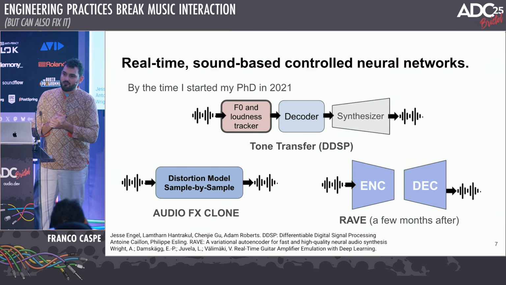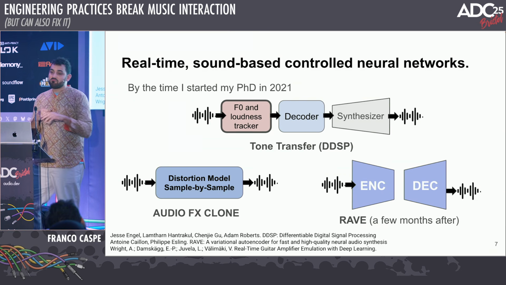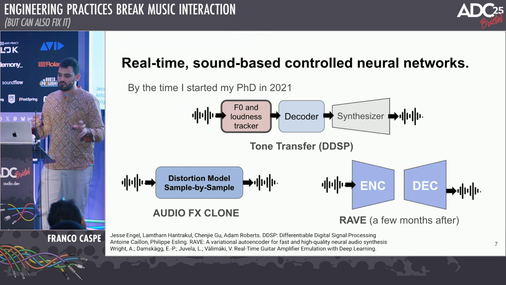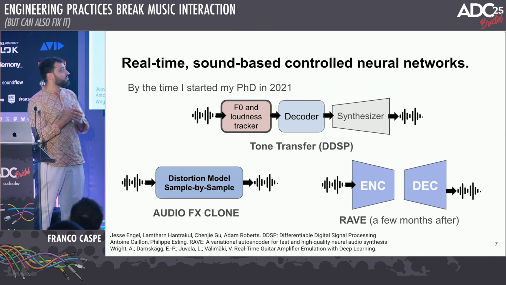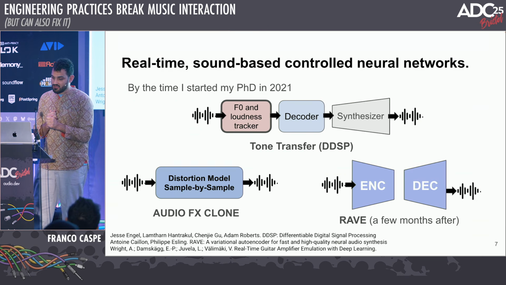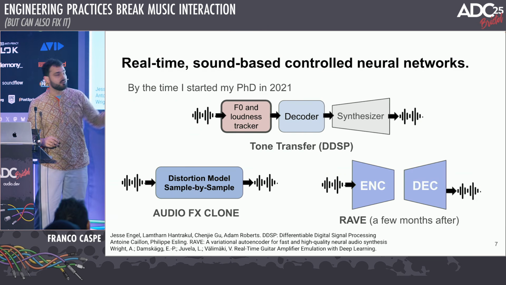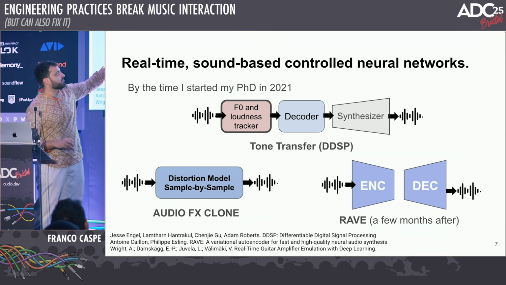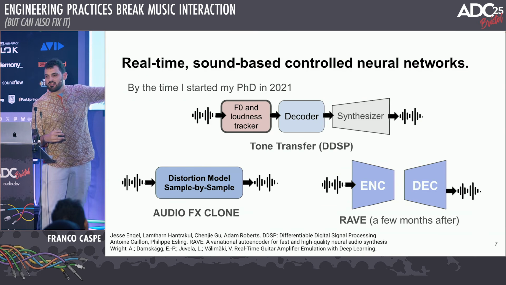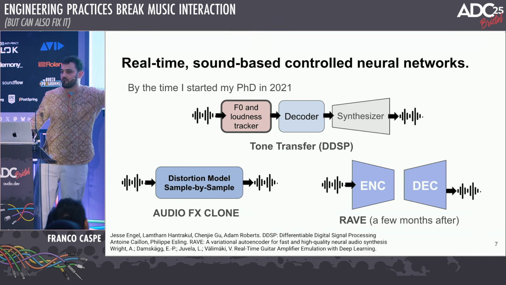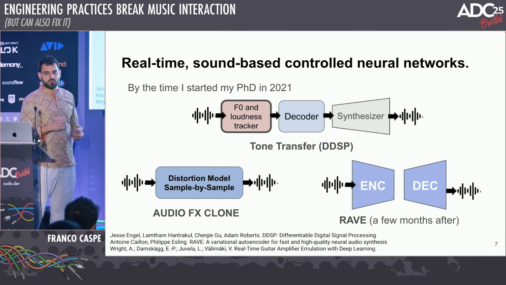And by the time I started my PhD in mid-2021, there were perhaps three main approaches for sound-based control of neural networks. The first one was the tone transfer, or the DDSP approach, where these networks are audio to audio, right? So you have an audio input, you try to capture, for instance, the fundamental frequency and loudness of that input, and then there's a neural decoder that maps that to a synthesizer, and we have an audio output. So it's a synthesizer controlled by an audio input.